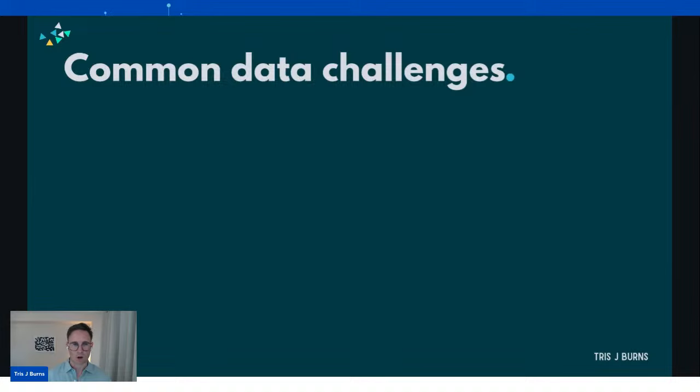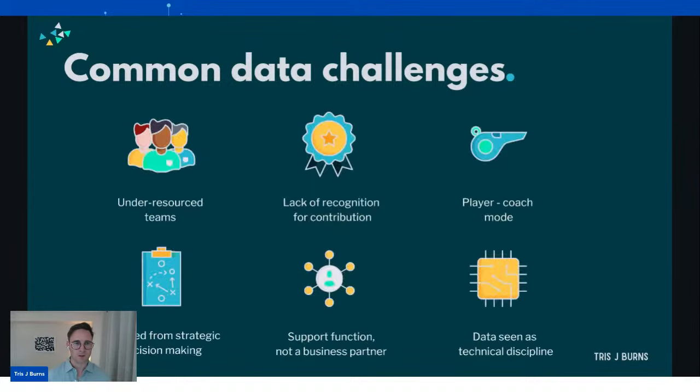Okay, what are some of the common data challenges that data leaders experience? Well, this is just a short list, and there are many, many more, but in my coaching and in my advisory work, these are some of the ones that commonly come up that data leaders are experiencing. They are suffering through having under-resourced data teams. They suffer through lack of recognition for their contribution.